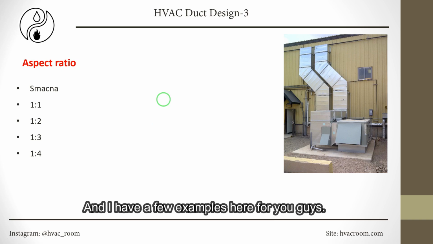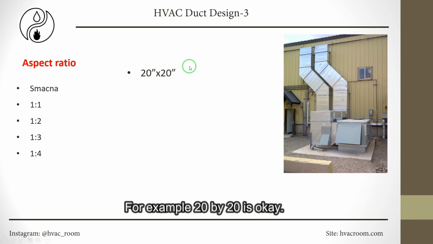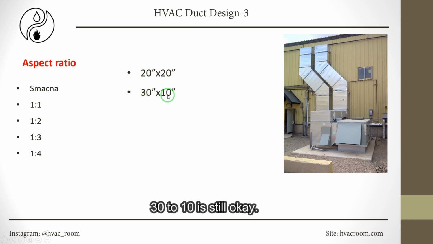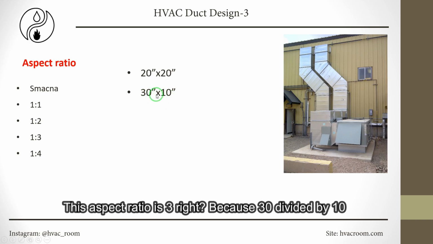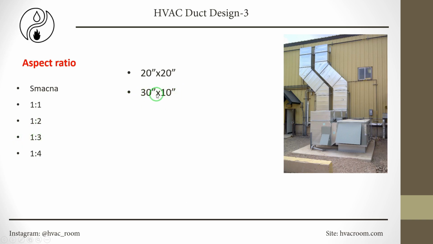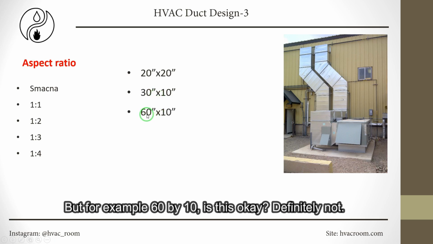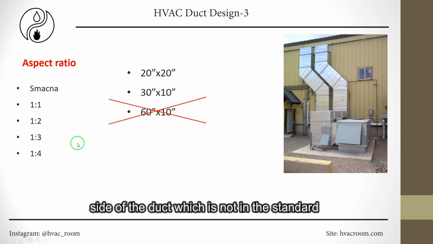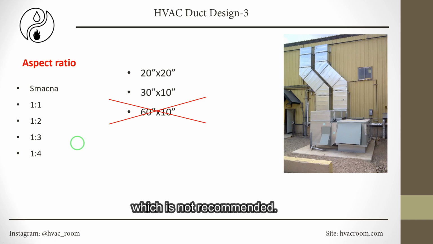And I have a few examples here for you guys. For example, 20/20 is okay. This aspect ratio is 1, which is the best. 30/10 is still okay. This aspect ratio is 3, right? Because 30 divided by 10 gives us 3. But for example, 60/10, is this okay? Definitely not. This aspect ratio is 6, which is going to increase the larger side of the duct, which is not in the standard, which is not recommended. So we should avoid that.